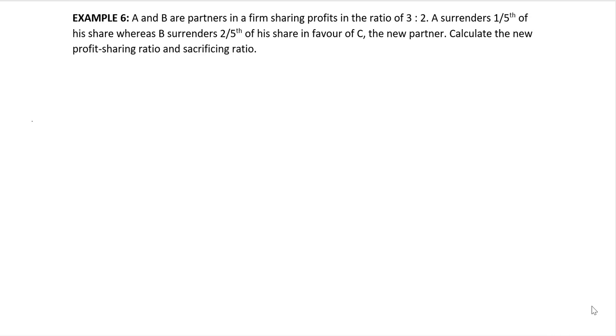Example 6. A and B are partners in a firm sharing profits in the ratio of 3 is to 2. A surrenders 1/5 of his share, whereas B surrenders 2/5 of his share in favor of C, the new partner. Calculate the new profit sharing ratio and sacrificing ratio. Let's solve the problem.